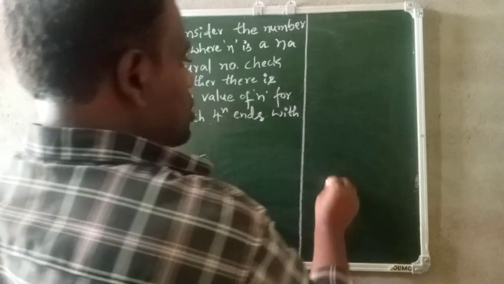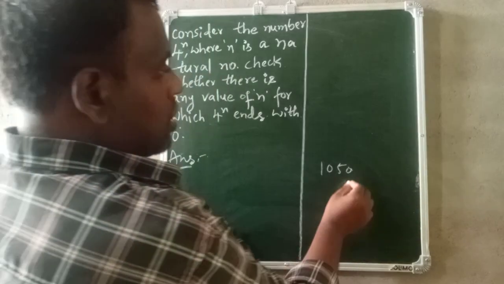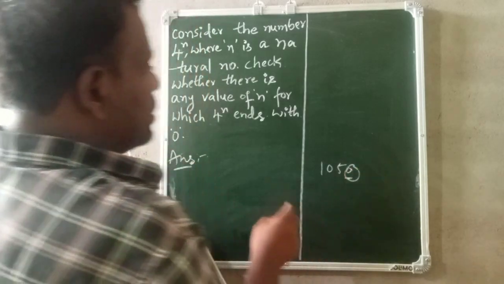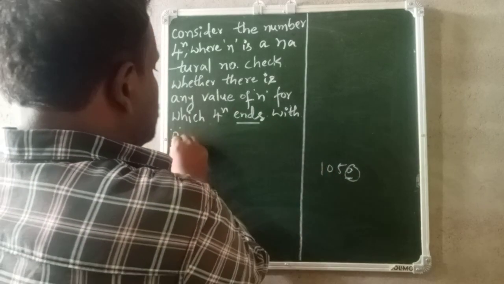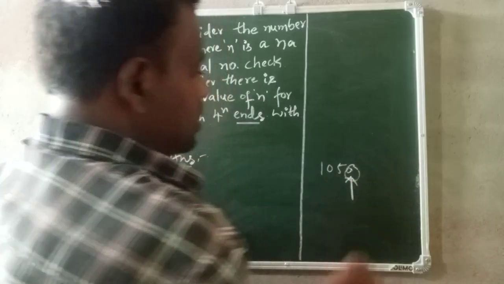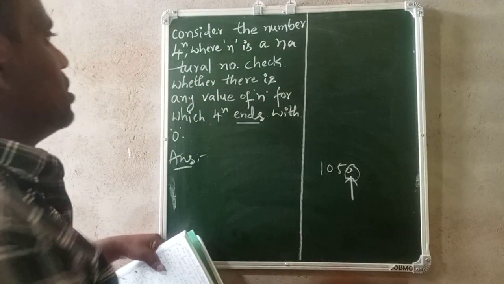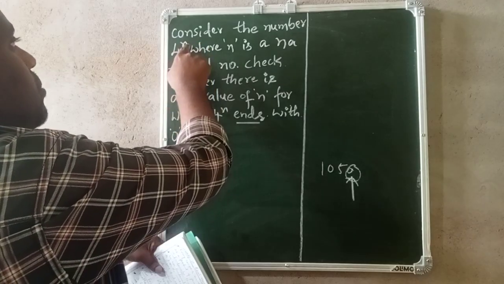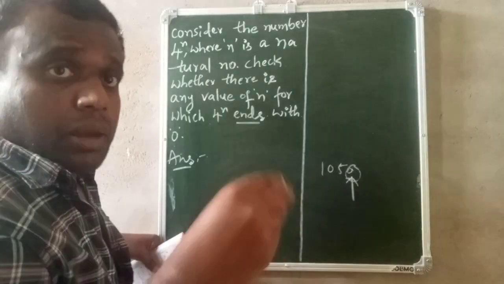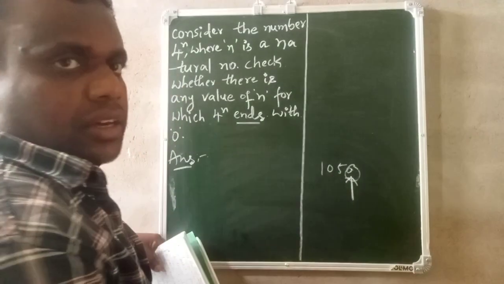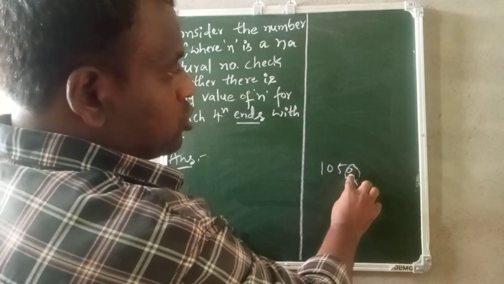For example, 1050. So the last digit is 0. Ends with 0 means this digit should be 0. That means if you substitute the n value, here n is a natural number, then 4 to the power of that n value will be there. If you simplify, whatever number you get, this is just an example I have taken, that last ending digit should be 0.